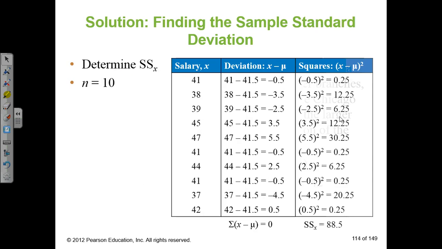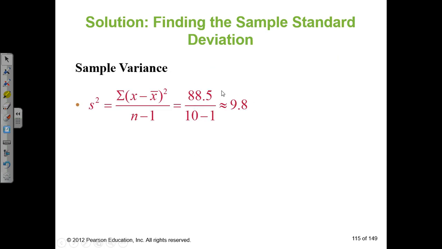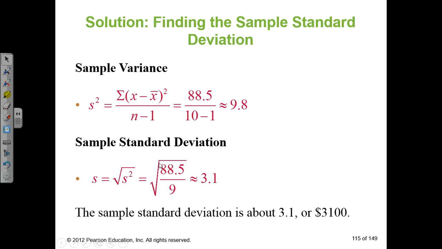Back to our example. Now notice this table is exactly the same table we had when we found the population standard deviation. But this time we take the 88.5, and instead of dividing by 10, we divide by 10 minus 1, or 9, and we get 9.8. But this is again in square dollars, so we take the square root of that, and we get 3.1. So the sample standard deviation, or the average deviation from the mean, is about $3,100.